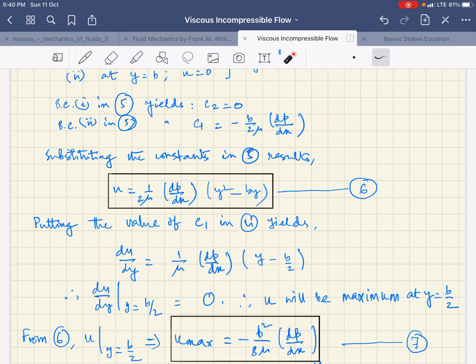Equation 6 is the velocity profile for what type of flow? For flow through parallel plates, and more specifically we can say the flow through two stationary, infinitely expanding parallel plates.